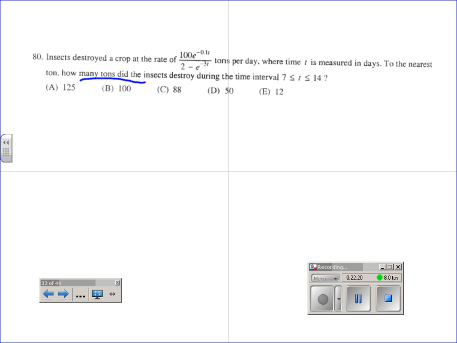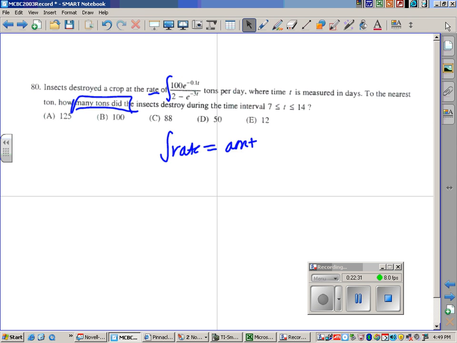How many tons? They gave us a rate and they asked for how many. So you integrate the rate to get the amount. And so we just integrate this from 7 to 14 using Math 9 in our calculator.